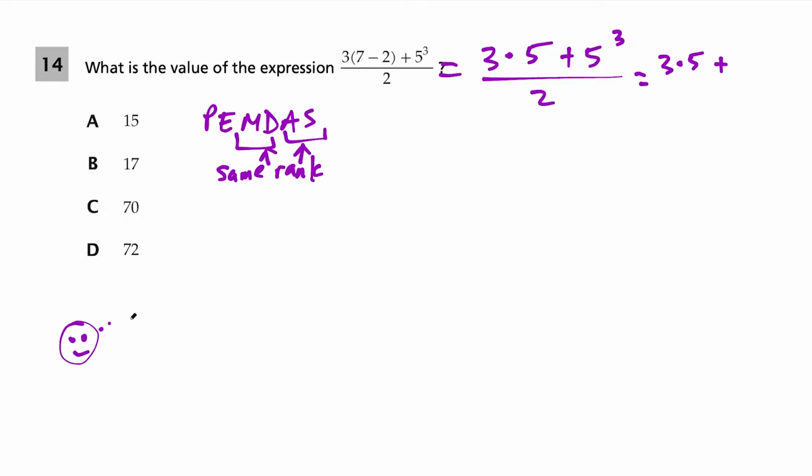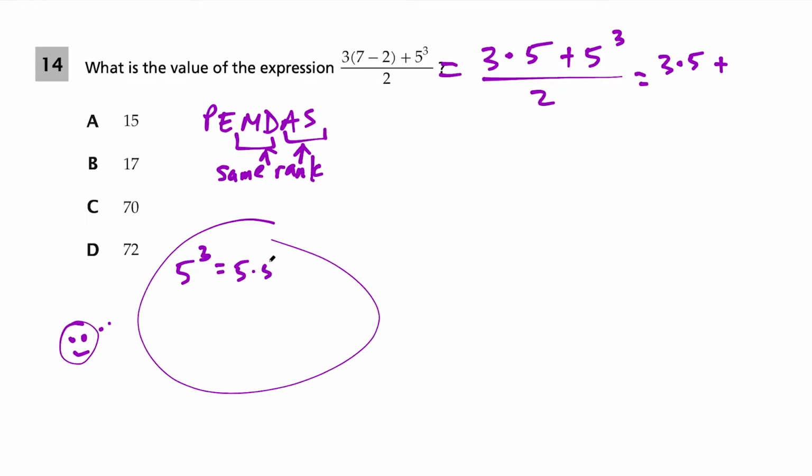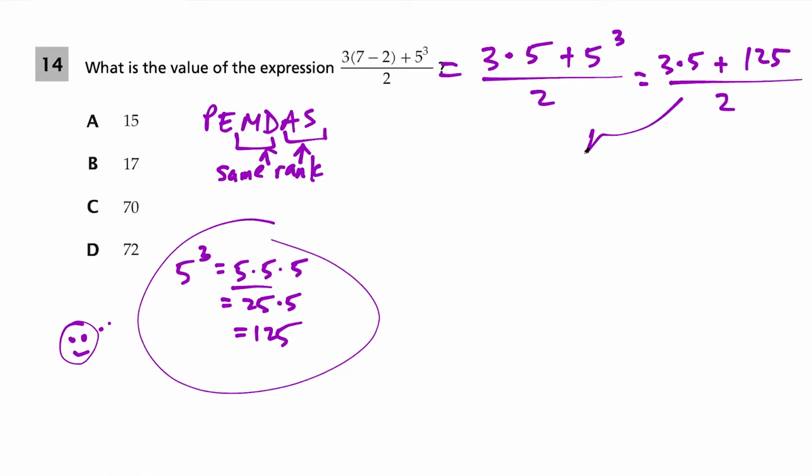If you want to do that in your head, just know by definition 5 to the third power means 5 times 5 times 5. And this would give us 25 times 5, which would give us 125. So now this is going to simplify to 3 times 5 plus 125, and we're dividing by 2 here. So now for this part, we could just carry on over here. We're going to have 3 times 5 is 15 plus 125 divided by 2.